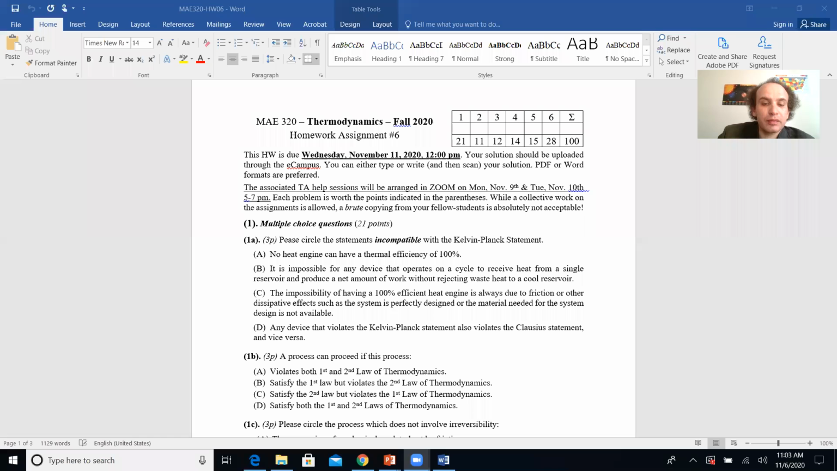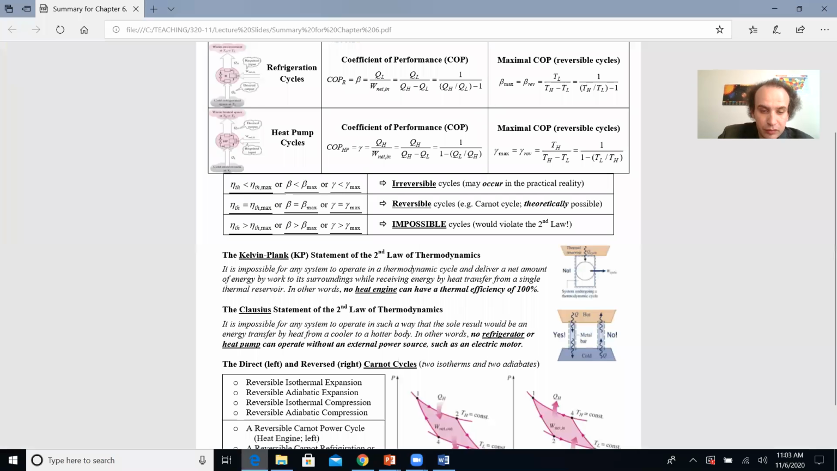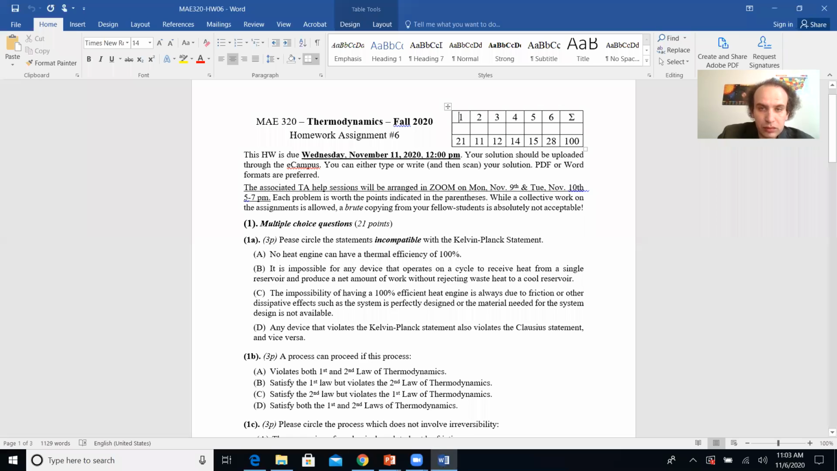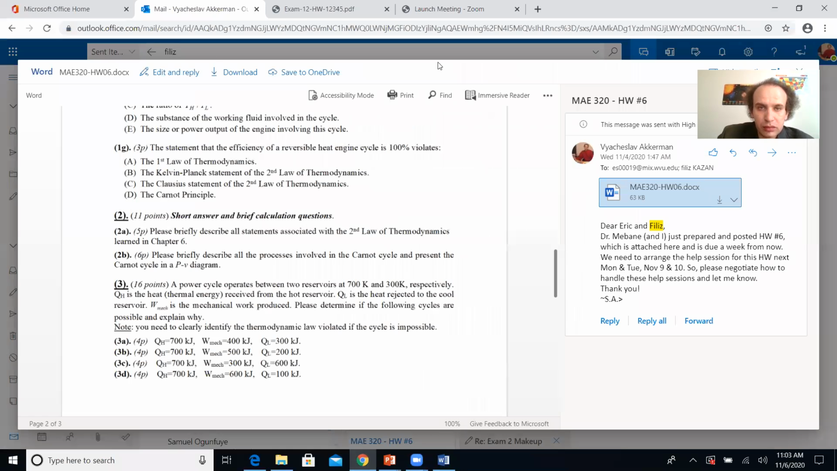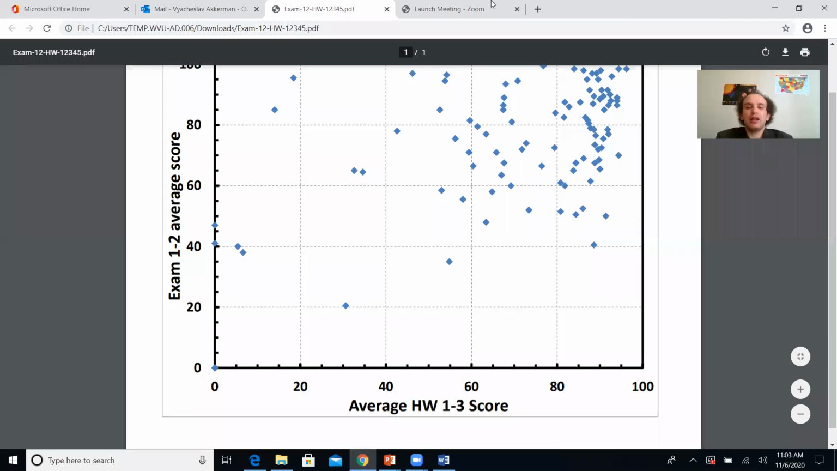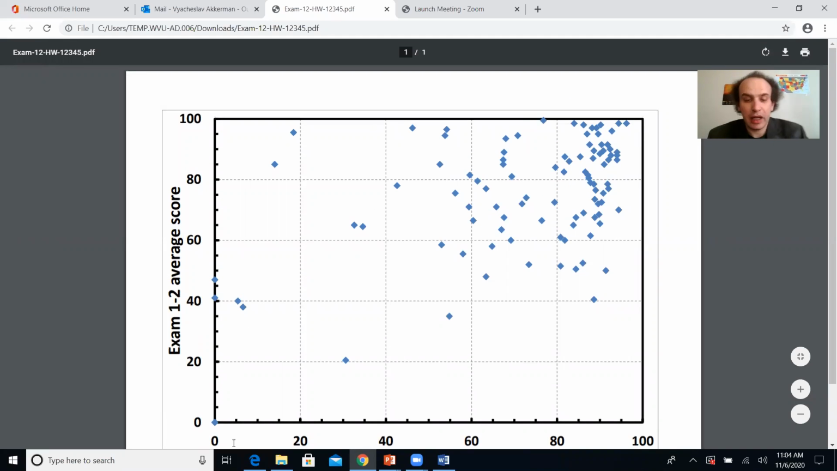So if you see my screen now, here it is. What you will see is again a plot I made of exams versus homeworks. Here is the average over all 5 homeworks on this axis, and this axis is the average of your 2 exams. So what do I want to tell you based on this? I want to tell you that you should do your homework and do it yourself.